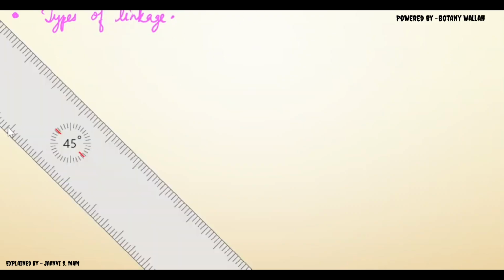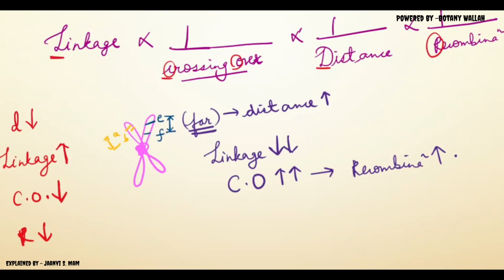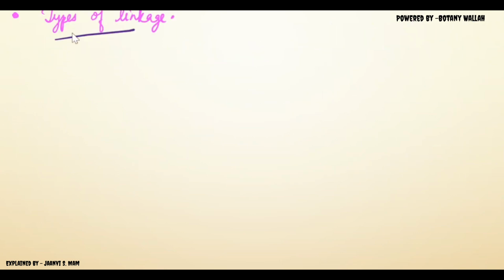Further we will speak about the next part, the types of linkage. Basically there are two types of linkage. One is complete linkage, and the second one is incomplete linkage. What happens in complete linkage, I have already taught, but I will tell you now.